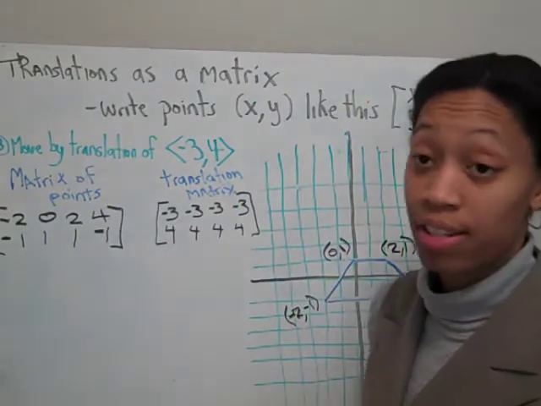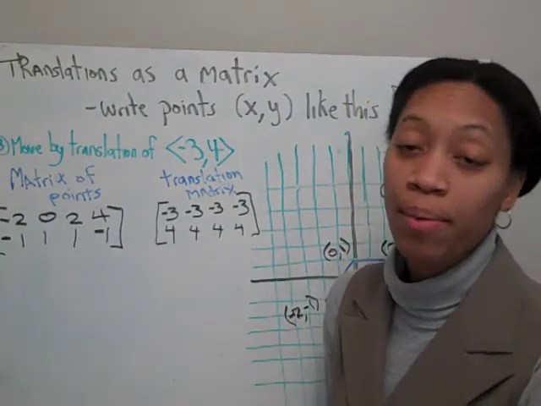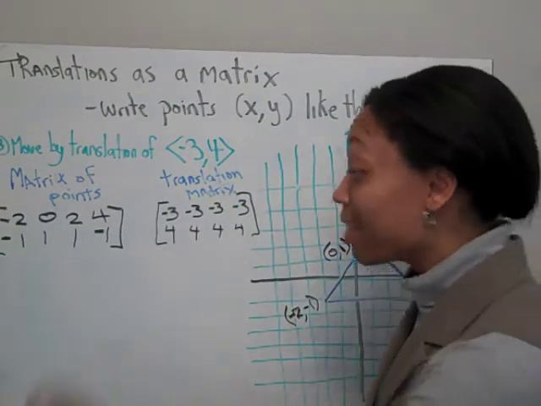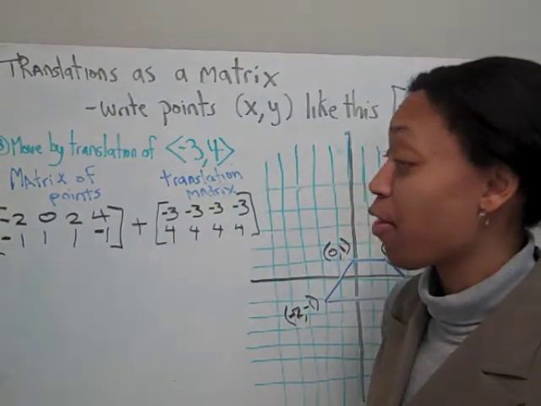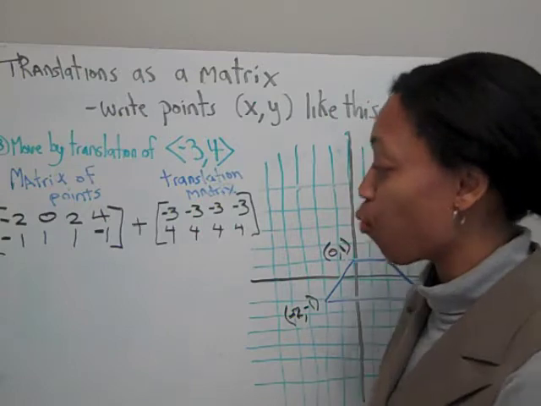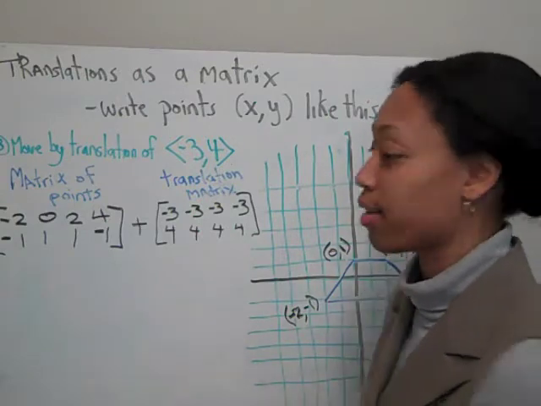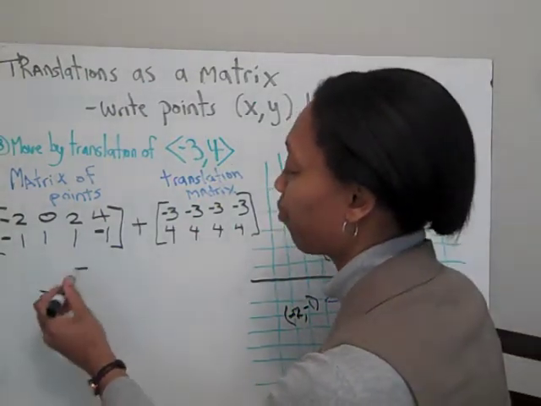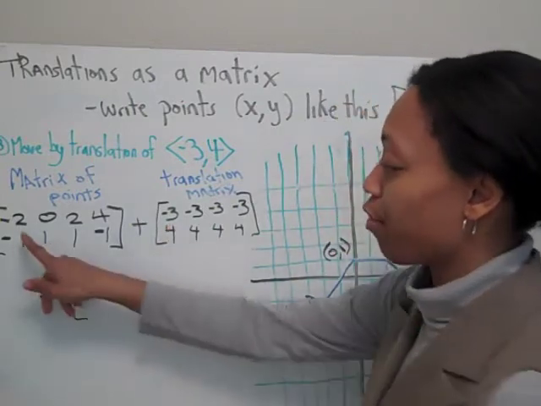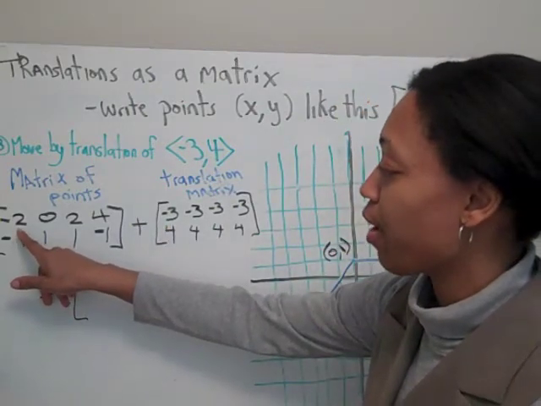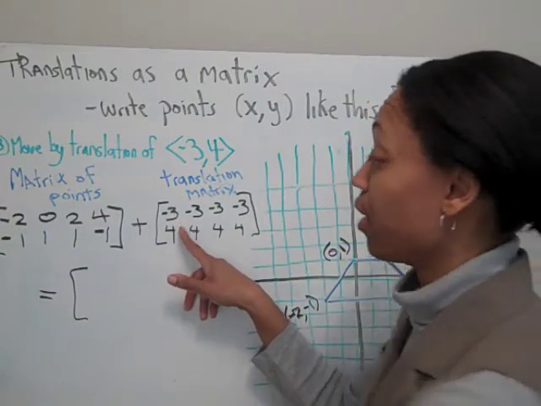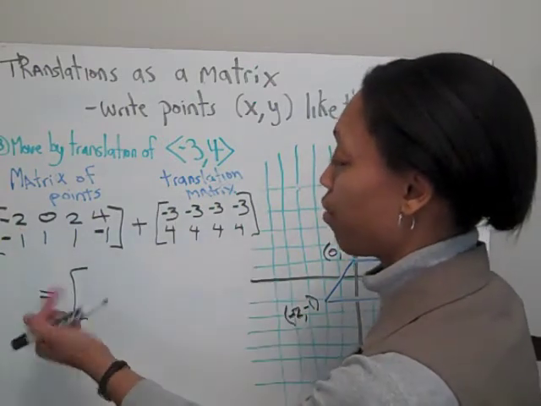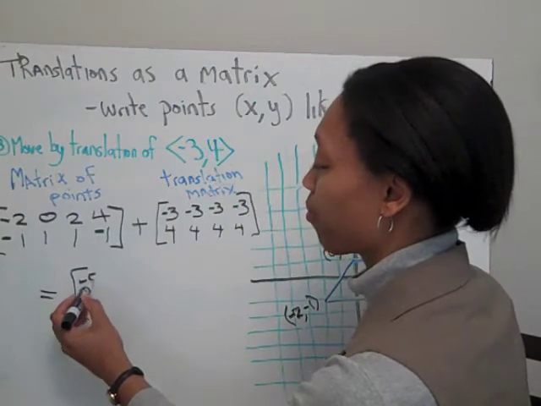Okay, there's my translation matrix. Now, what we're going to do is just add these matrices together. When we add them together, we're just going to add every number that's in the same spot together. In the upper left corner, I have a -2 and a -3. So -2 plus -3 is -5.